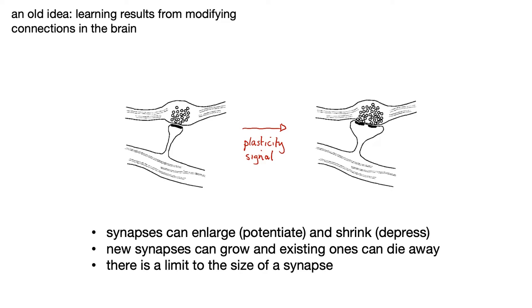And there's a few other things that you need to know. One is that synapses can enlarge. This is called potentiation. They can shrink. This is called depression. New synapses can grow. Existing ones can die away. And there's a limit, fortunately, to the size of an individual synapse. So these are the key facts that you need to know about neural plasticity for this talk.